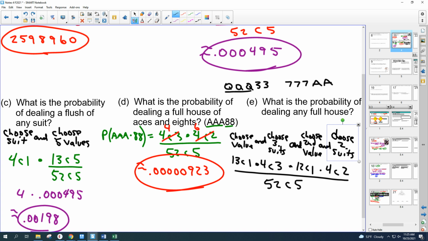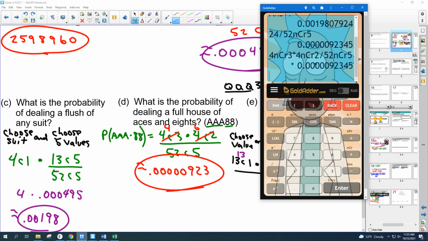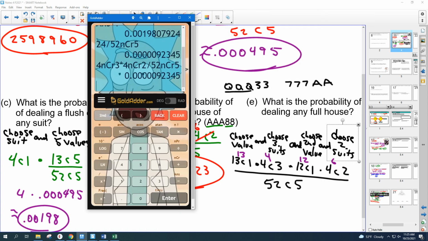So anyway, if you are looking for shortcuts, 13 choose 1, you should know that's 13. 4 choose 3 is 4. 12 choose 1 is 12. 4 choose 2 is 6. Maybe it'd be faster to just do that part in my head. I'm going to go 13 times 4 times 12 times 6. And that's my numerator, 3744.